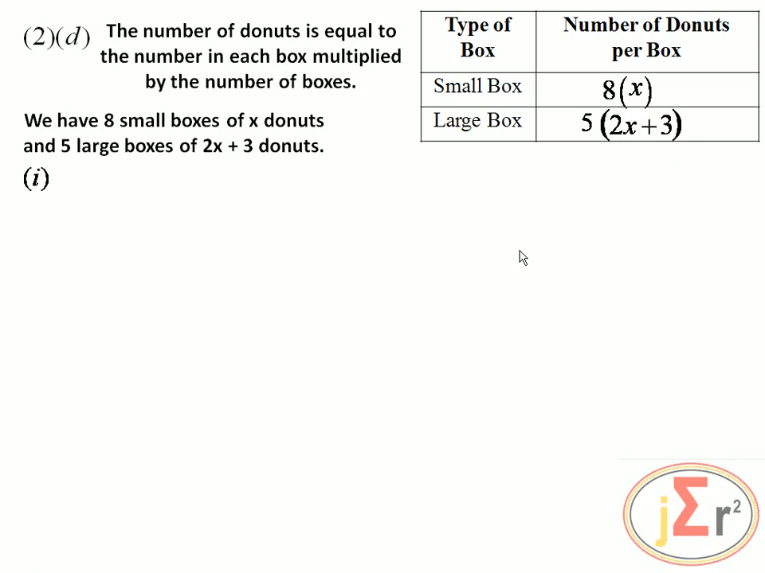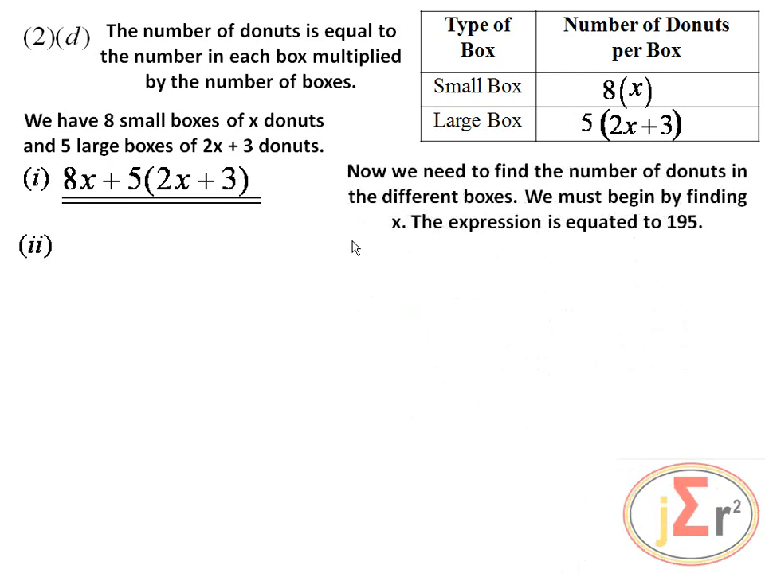How many donuts do we have in all? The total number of donuts will be what? The number in each small box multiplied by the number of boxes, then we add that to the number in the large box multiplied by the number of large boxes, and that is our result.